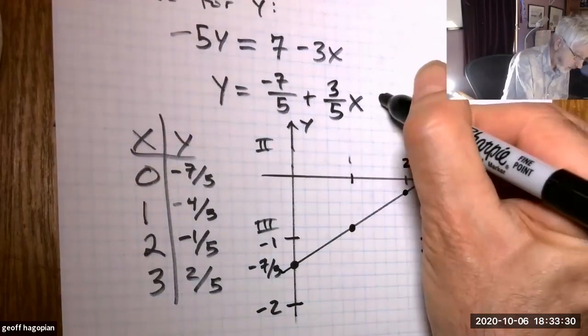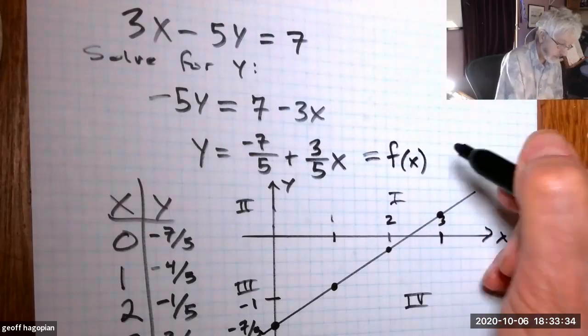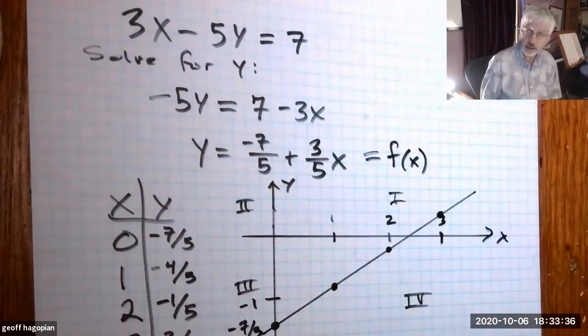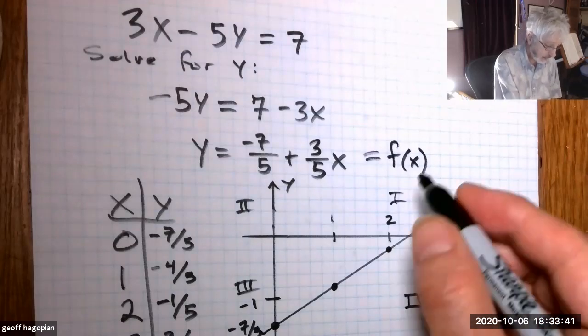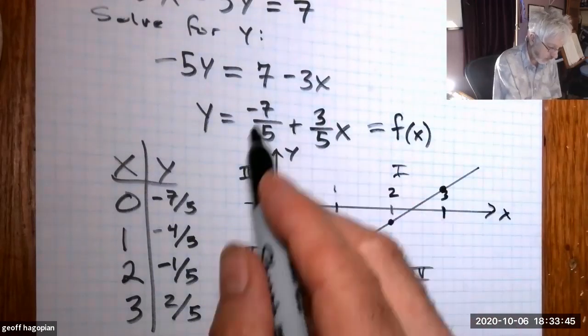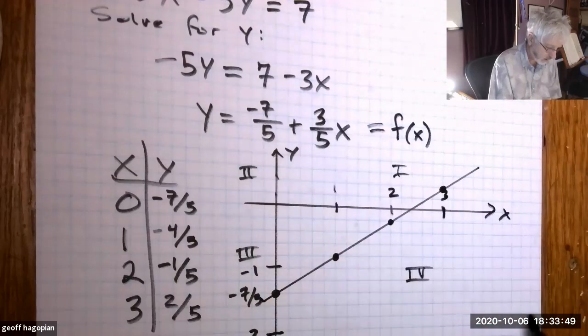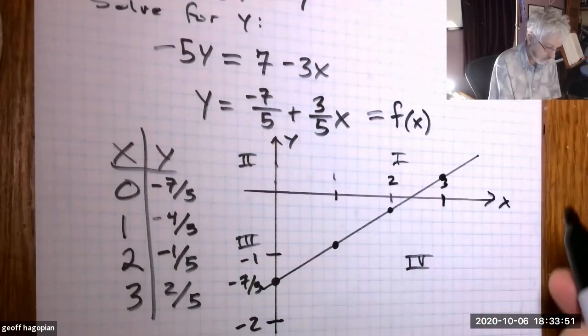And what's the function? Well, this is our function formula, right? We call this f of x. I suppose you could also call it g of x or h of x. But, you know, if the function name is f, then that's what we'd call it. And this would be the formula for that function. After we solve for y, we get a formula for f of x. And we see that that's a linear function.